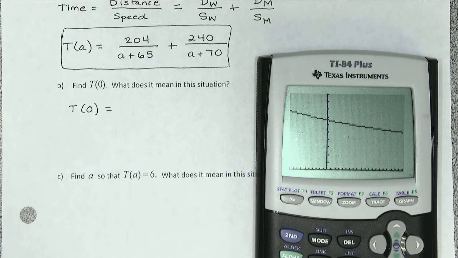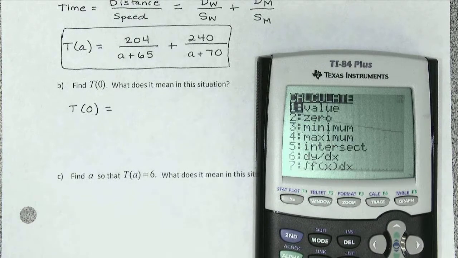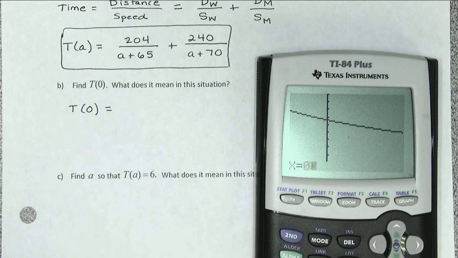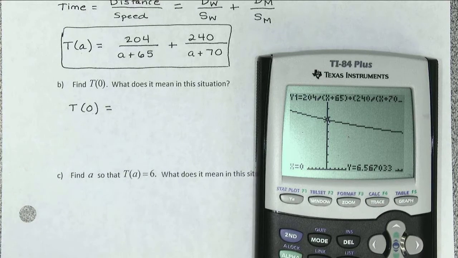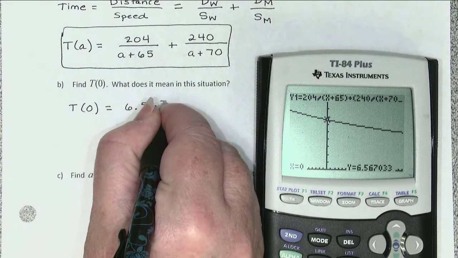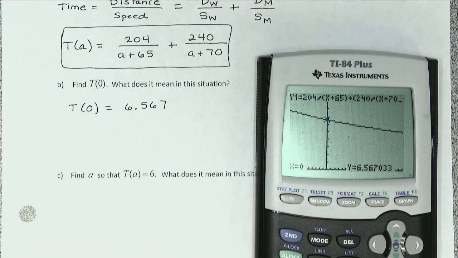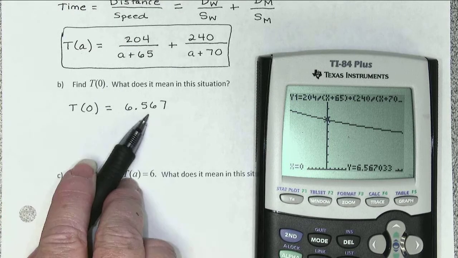Let's see. If I want to plug 0 into my function, I could do that easily just by asking, what's the value when x is 0? And it looks like we're at about 6.567 hours. So 0 is how much we're speeding, meaning basically if we go exactly the speed limit, the trip takes a little more than 6.5 hours.